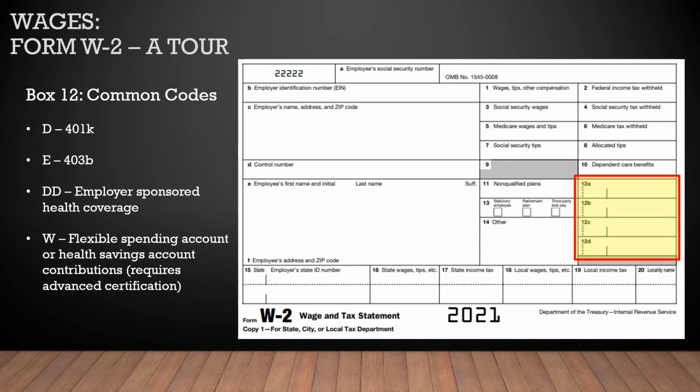Code DD is employer-sponsored health coverage. Code W is for flexible spending accounts or health savings accounts contributions. Those two will require advanced certification.